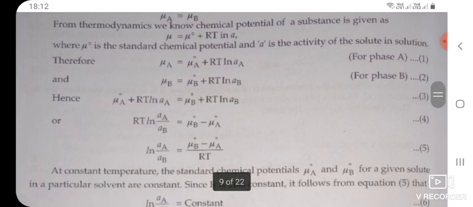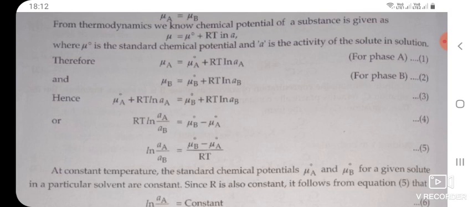Therefore, mu A is equal to mu naught A plus RT ln a A, and mu B is equal to mu naught B plus RT ln a B for phase B. Hence, mu naught A plus RT ln a A is equal to mu naught B plus RT ln a B. RT ln a A upon a B is equal to mu naught B minus mu naught A.